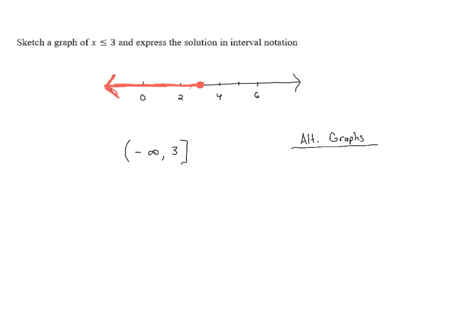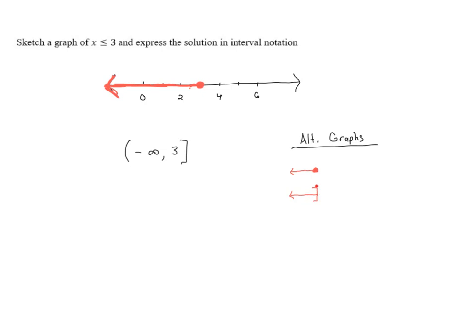because there are some books and some instructors that do things a little bit differently. So in this example, we ended up with a closed circle, and we shaded to the left. There is a different way to express the same thing. Instead of a closed circle, we could use a bracket and shade to the left. You may have seen this notation before in class, or in a textbook, or in a video online. These two graphs are effectively equivalent to each other.